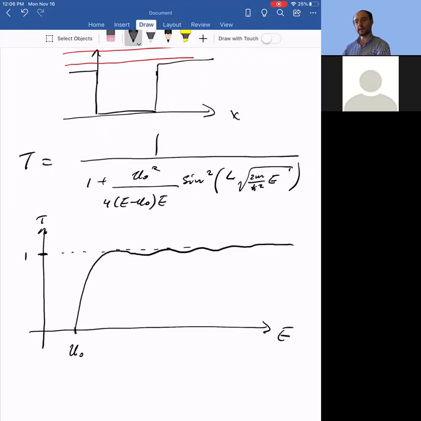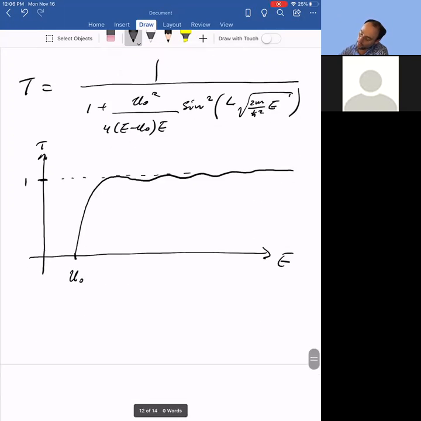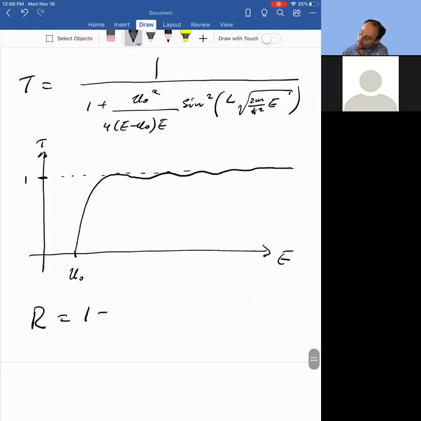And then eventually the oscillations die down. So it looks something like this. Turns out that the reflection coefficient is 1 minus the transmission coefficient, which just means that whatever is not transmitted is scattered back. Nothing is stuck inside the well. So we don't really need to talk about the reflection coefficient separately.